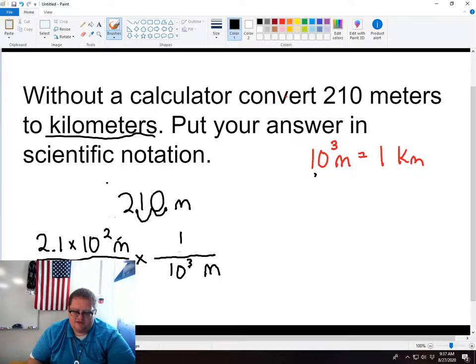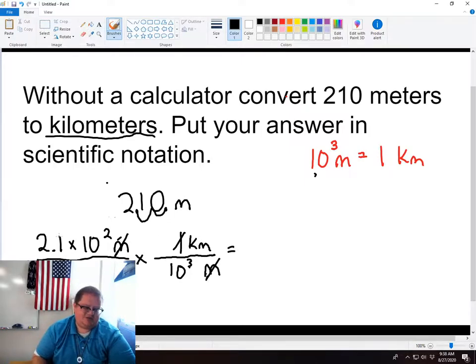The other side is going to be 1 kilometer. So now I've set it up. Look what cancels. Meters cancel. You can cancel the ones if you want to. No problems there.